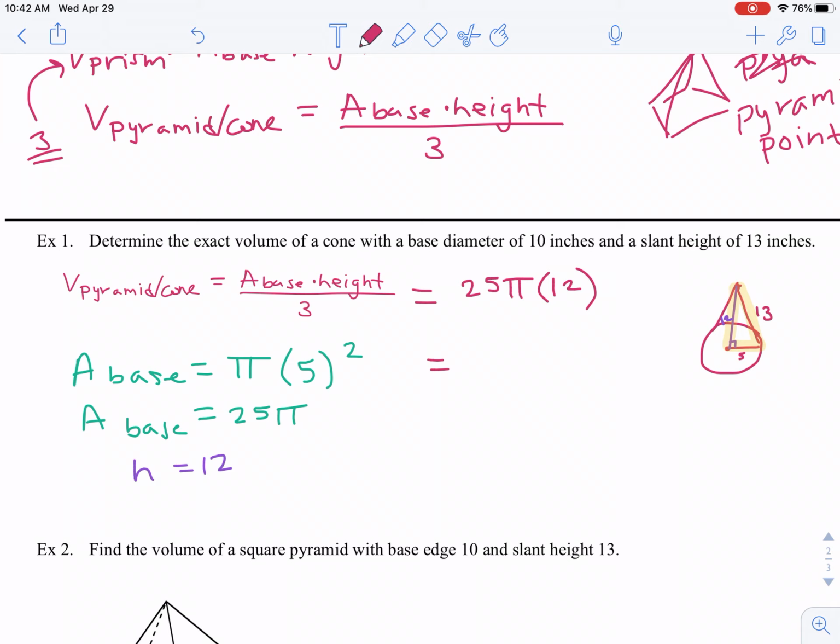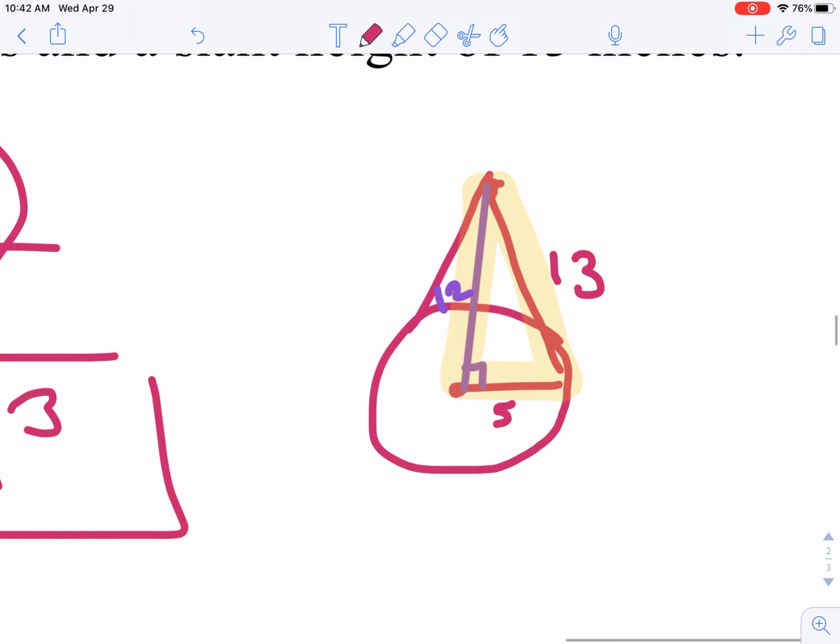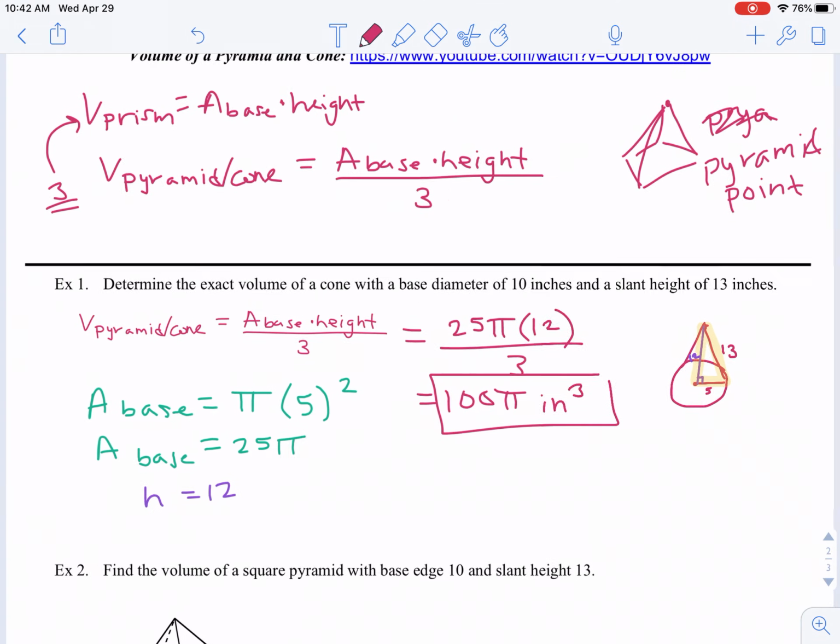25, and divided by 3, of course. So 25 times 12 divided by 3, which gives us 100 pi. And I make sure I don't forget my units. That's going to be inches cubed for my volume. So when we are given a slant height, it's very important that we always look for right triangles to find the height.